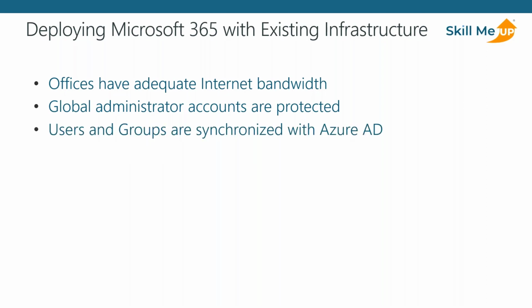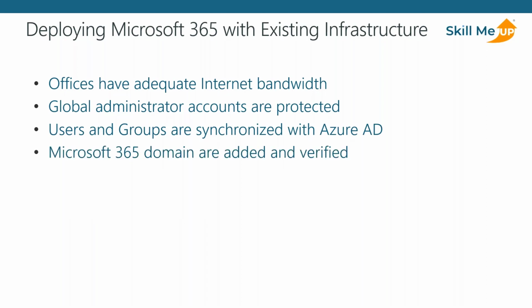Then, of course, users and groups need to be synchronized with Azure AD. Now, we'll stop for a second here because you can utilize the tenant without synchronizing accounts if you wanted to. However, if you want to do single sign-on between on-premises all the way through to Microsoft 365, then the recommended topology and approach is to use Azure AD Connect and synchronize those accounts. Now, of course, we'll talk about that a little bit more later, where we talk about the different topologies that you can utilize for that.